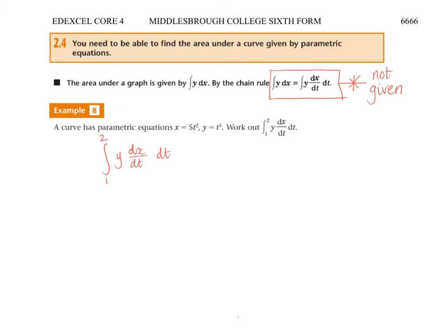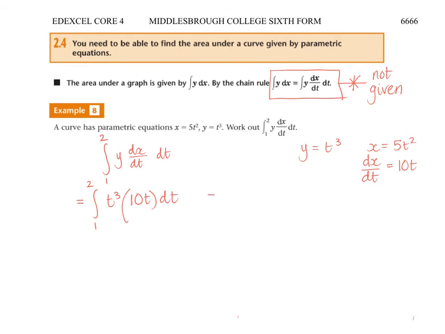The only thing that we don't have there is dx by dt. So we've got y is equal to t cubed, and we also have x is equal to 5t squared. Using our formula, dx by dt is equal to 10t. We now take those two parts and put them into our integration, in between 1 and 2. y is t cubed and dx by dt is 10t.